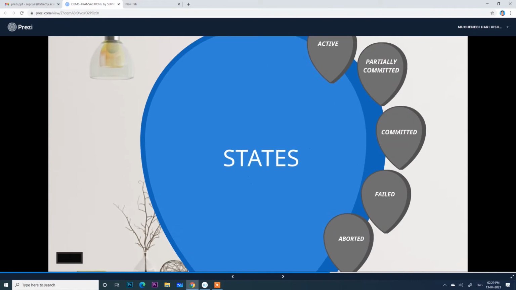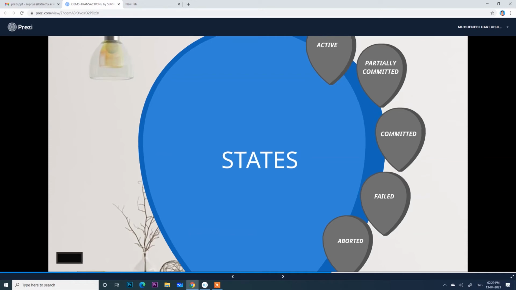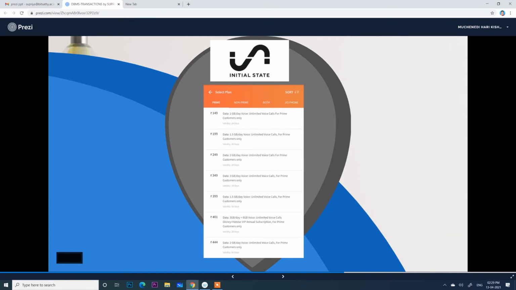Now there are different states of your transaction. Say active, partially committed, committed, failed and aborted. So let us see what is active.